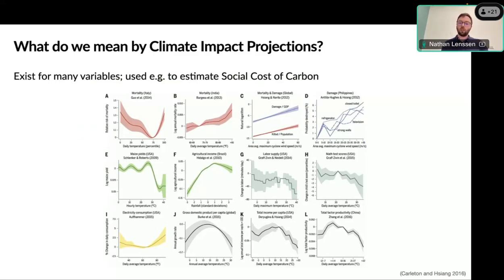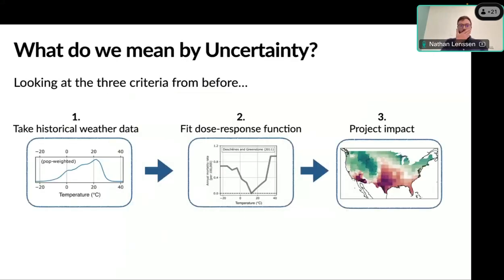And so if you're interested in learning more about how the philosophy of these studies works, I would really recommend this Carleton and Hsiang paper in 2016. It's a great review paper that really introduced me to the field. But uncertainty comes in a lot of places in these studies.